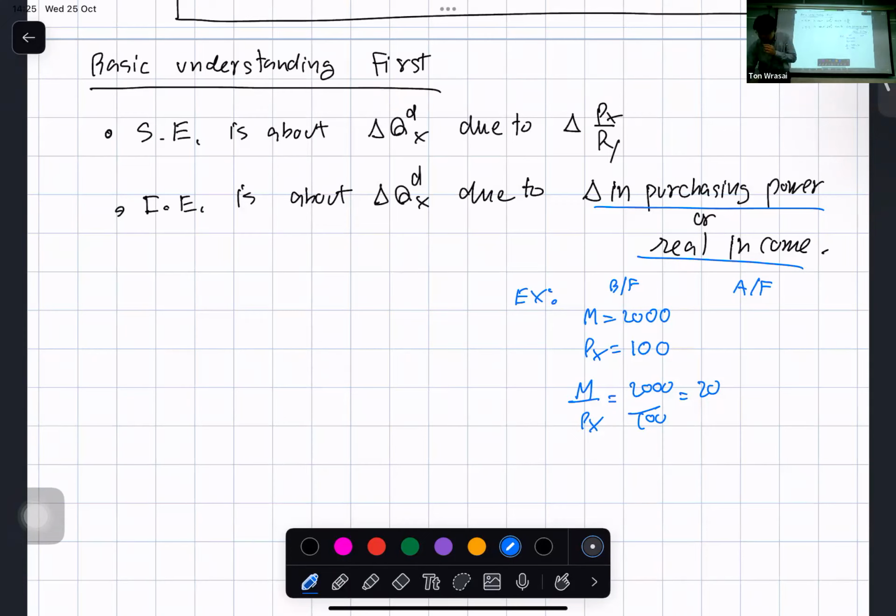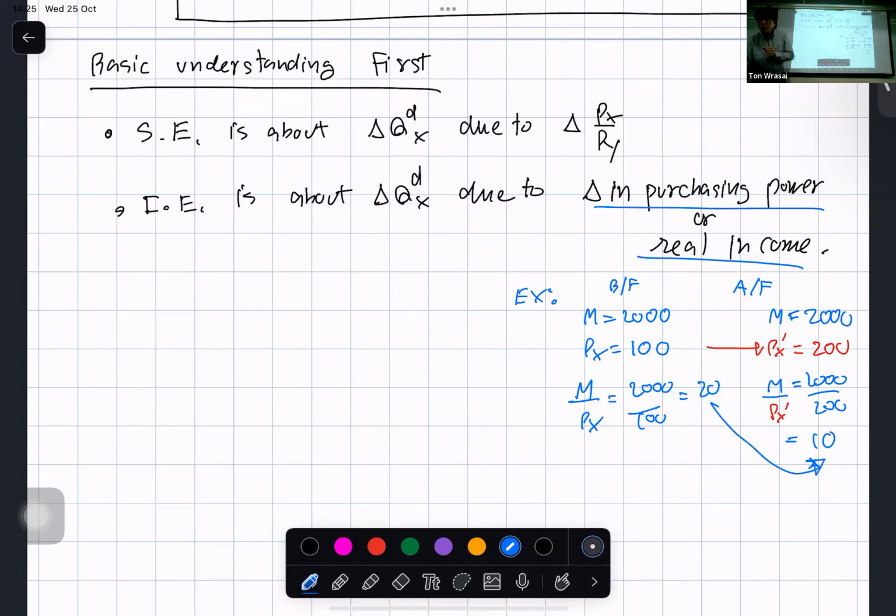But once pizza price goes up, PX dash is 200, he checks his affordability on pizza. He quickly computes M divided by the new price of pizza. 2000 divided by 200 now. It becomes only 10, the max. So he feels sad about this. He feels effectively poorer.